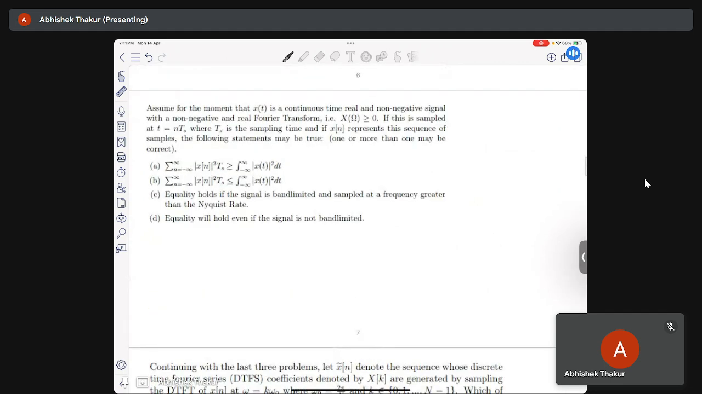Coming to the next question. Assuming for the moment that x(t) is a continuous time, real and non-negative signal with a non-negative real Fourier transform, X of omega is greater than or equal to 0. If this is sampled at t equal to nTs, where Ts is the sampling time, and if x[n] represents the sequence of samples, the following statements may be true.